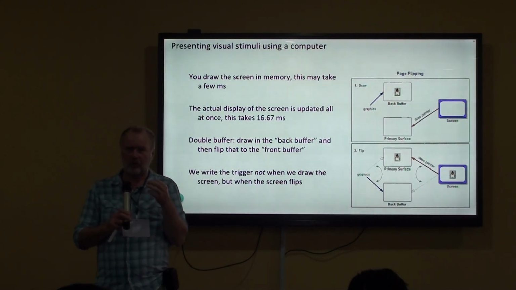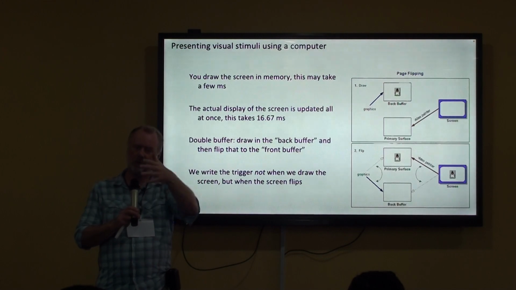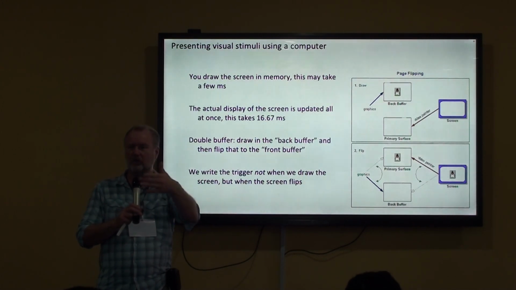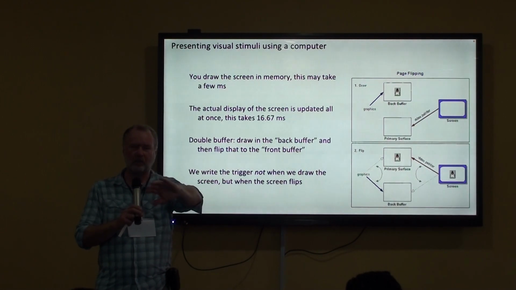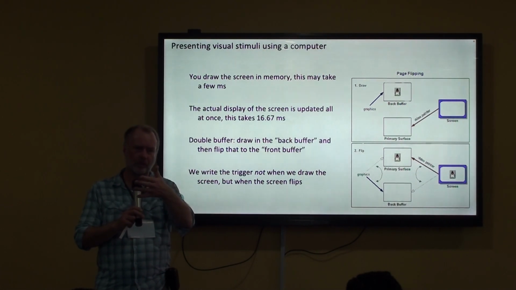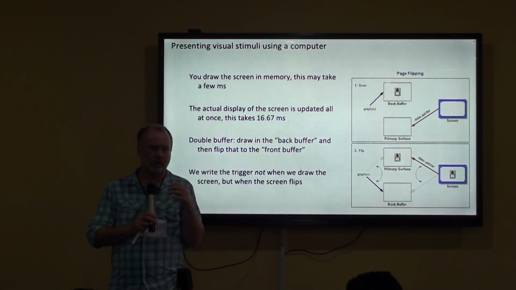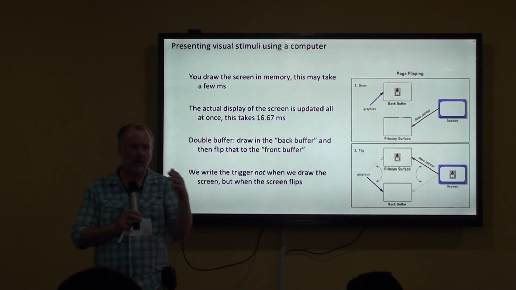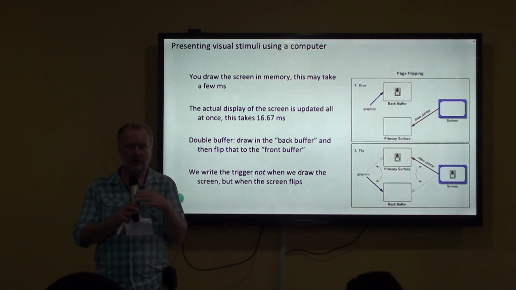So this is important, because it's at the moment that the screen becomes flipped to visible that we want to send the trigger. So we're not sending the trigger at the moment that we're drawing, because the drawing happens in the background. We send the trigger at the moment that the screen is flipped. And that is something that we did not get to yesterday, but we're going to look at today: how we're going to synchronize the flipping of the screen with the sending of the trigger.